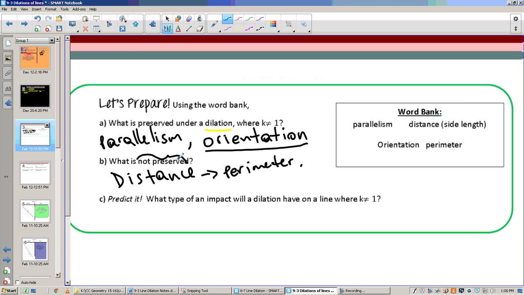Okay, so now this is when we talked about dilating a figure. Today what we're going to do is talk about a line. I wonder what happens when you dilate a line. I wonder what changes. I wonder if anything stays the same. Those are all the things that we're going to talk about today.